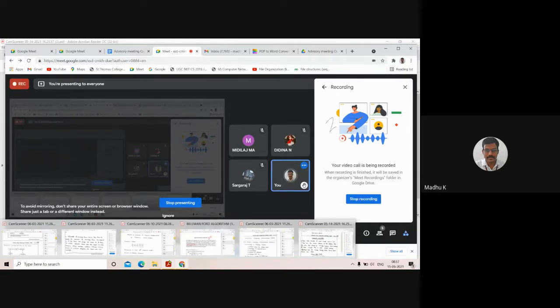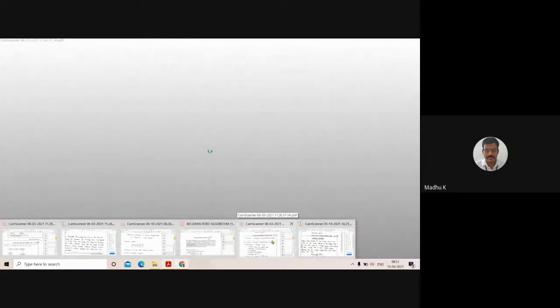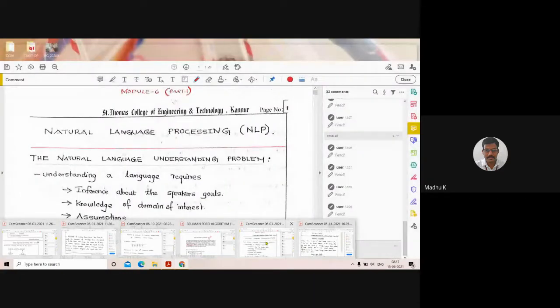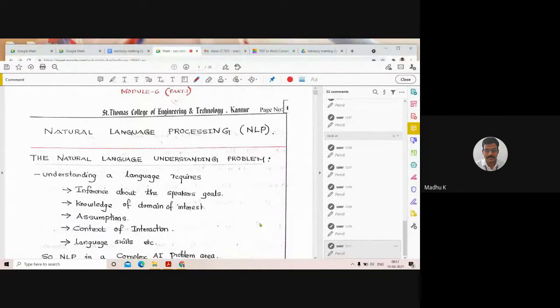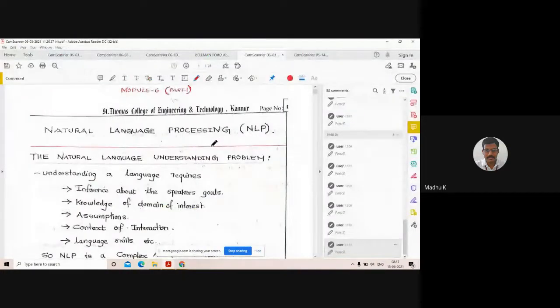Okay. Next, I'm just revising the 6th module and also the 5th module. Okay. So, this is the 6th module. In the 6th module, mainly we want to study natural language processing. Okay. So, I'm just revising the things in a very fast way.